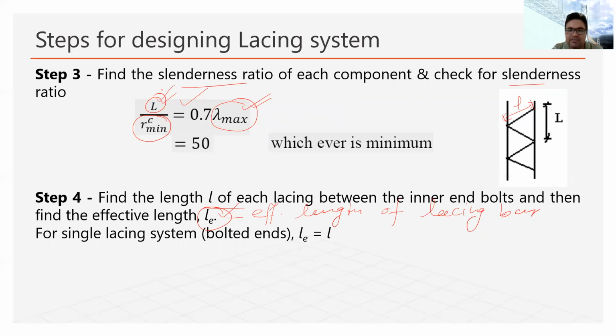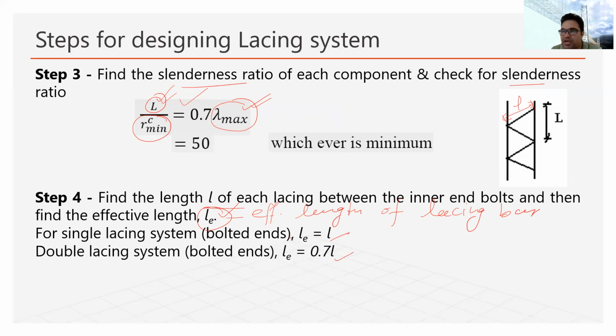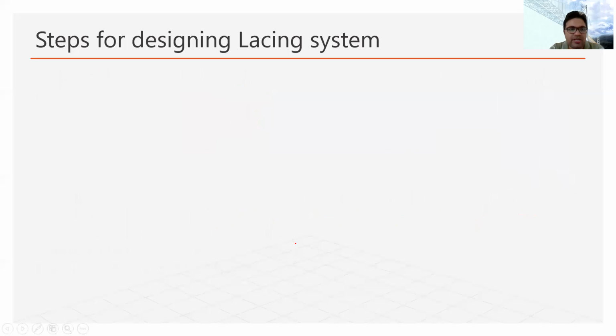So for single lacing we know that LE will be equal to L, and for double lacing it will be 0.7 L. I have already discussed this earlier when I was discussing design specification. For welded connection also, LE will be 0.7 times L. Now going to the next step.